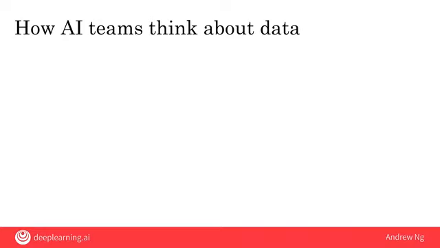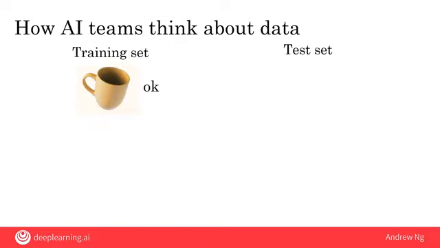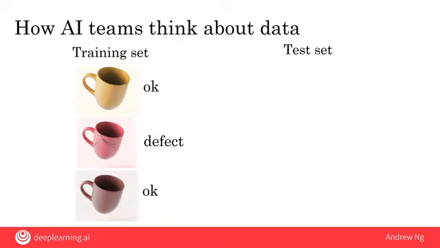This is how AI teams think about data. AI teams group data into two main data sets, the first called the training set, and the second called the test set, which we've already talked a bit about. The training set is just a set of pictures together with labels showing whether each of these pictures is of a coffee mug that is okay or defective. So the training set gives examples of both the input A, the pictures of the coffee mugs, as well as the desired output B, whether it's okay or defective.